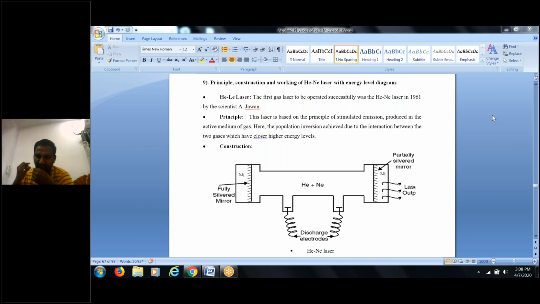Sir, one question. Tell me. Will the metastable state be at the half of E1 and E3? No, not at the half, because E3 and E1 are not simple amounts of energy. For example, in this ruby case there are E1, E2, E3, and in the helium-neon case there are E1, E2, E3, E4, E5 energy levels. So the clear definition of a metastable state is a specific energy level.